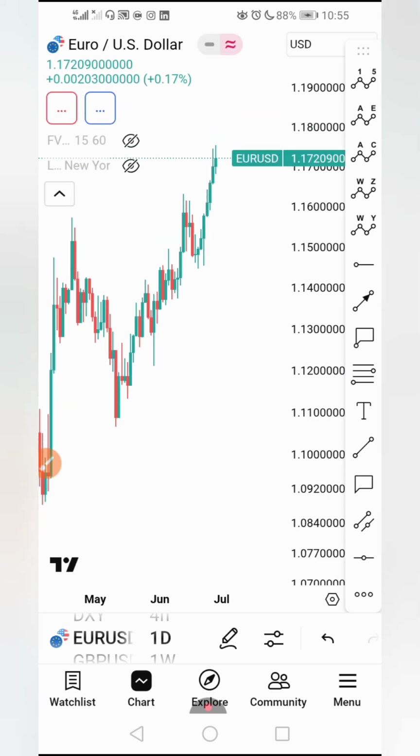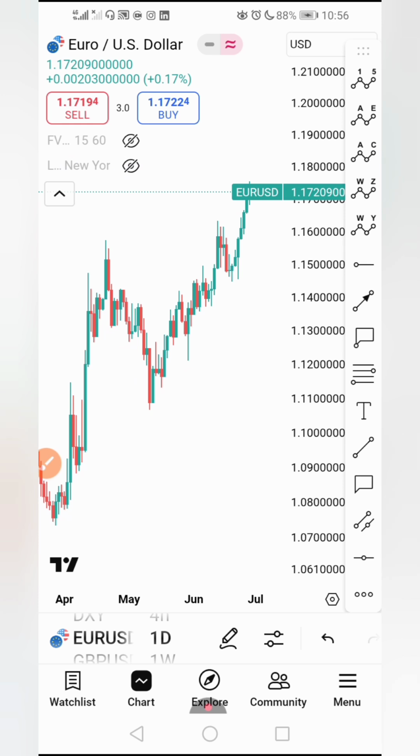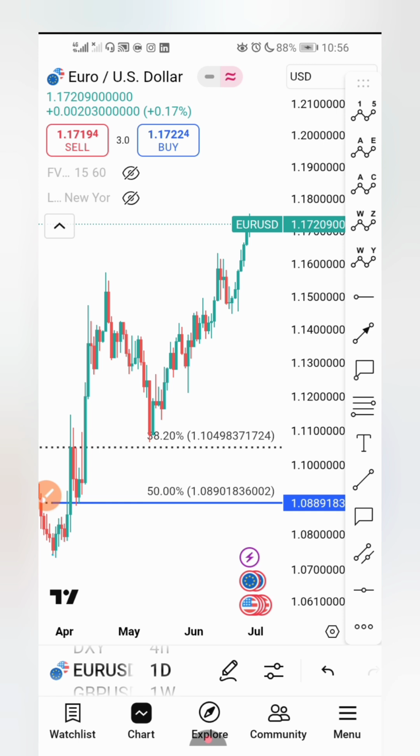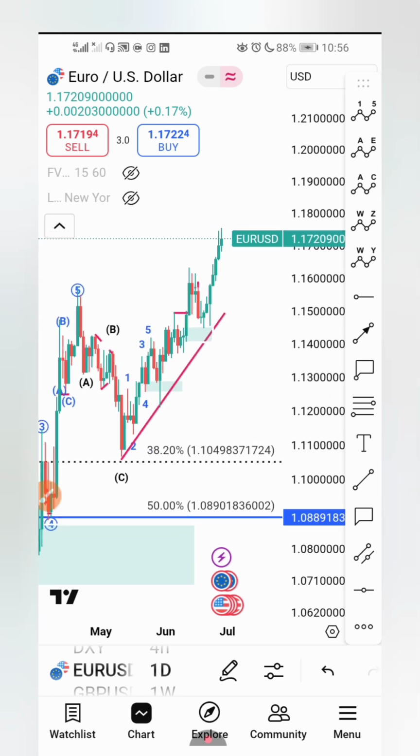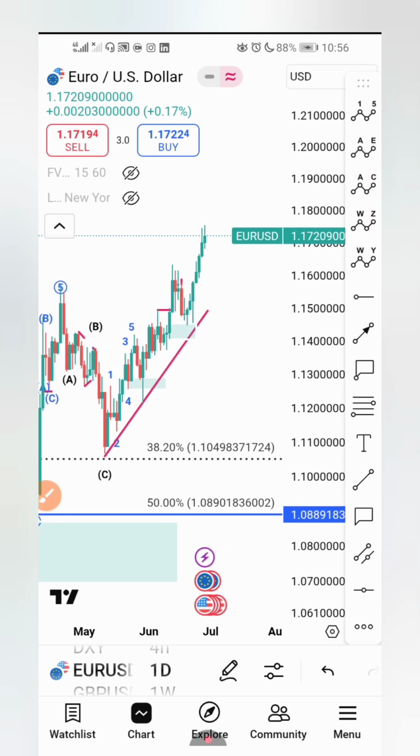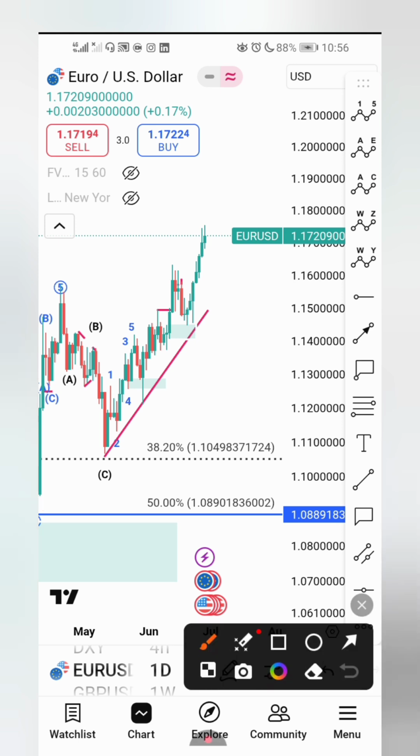Okay, this is Euro US dollar. But you know that I normally say that Euro US dollar is like an inverse of the DXY. Looking at Euro US dollar, you can see the 5 wave structure: 1, 2, 3, 4, and the 5. You can see the 5th wave structure of the 5th wave.